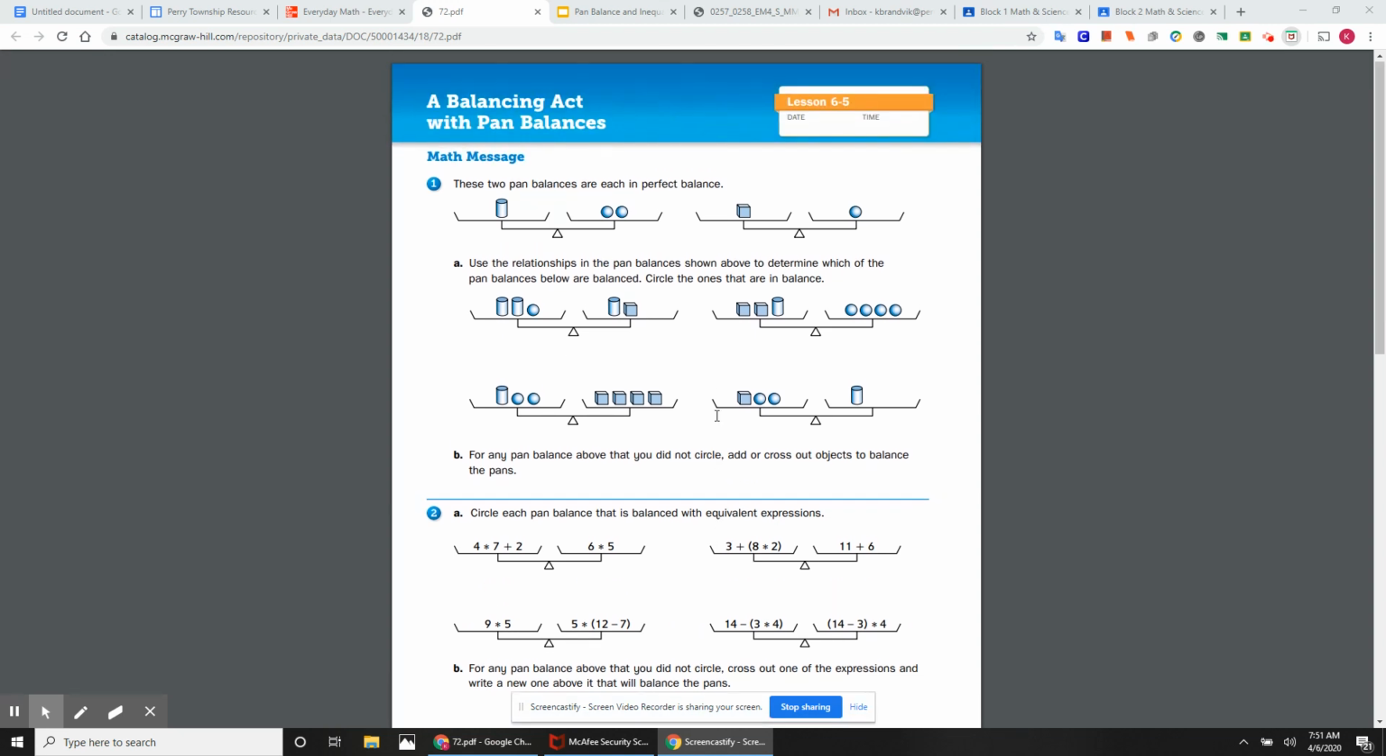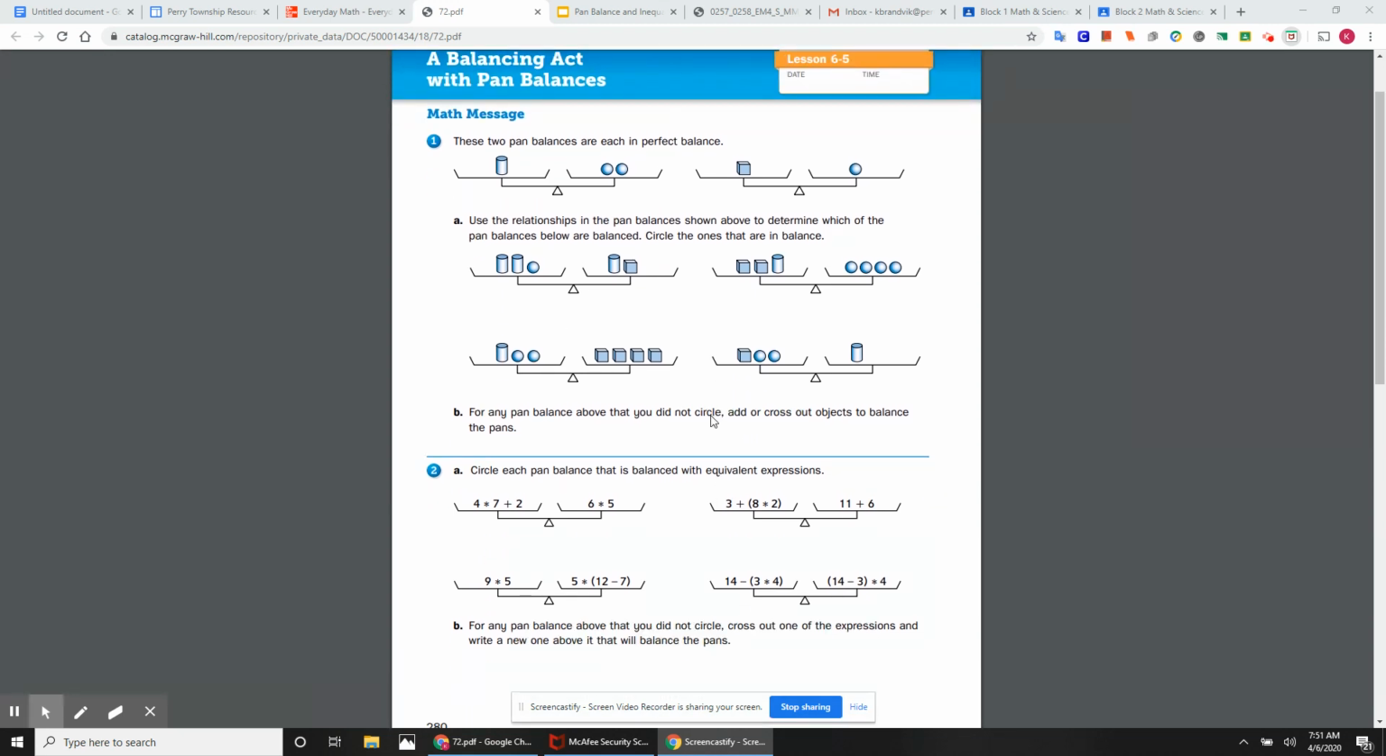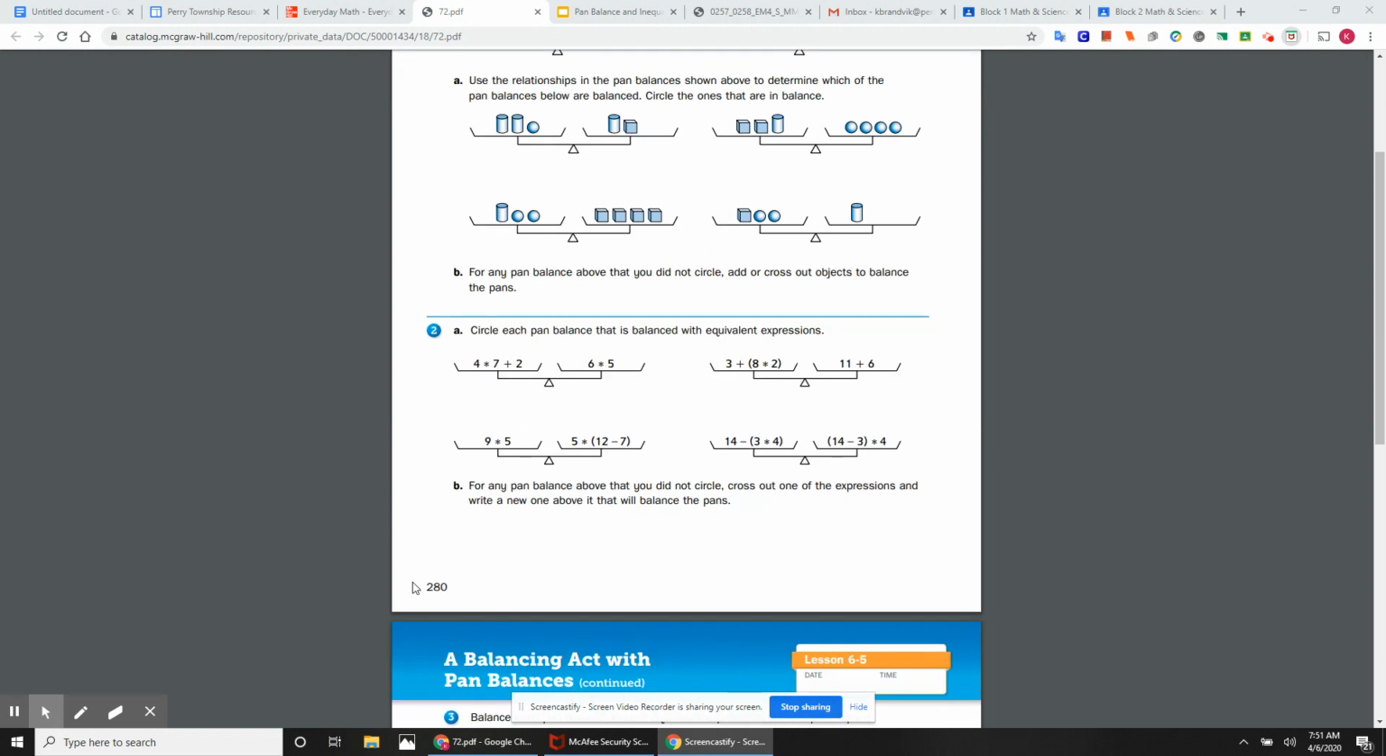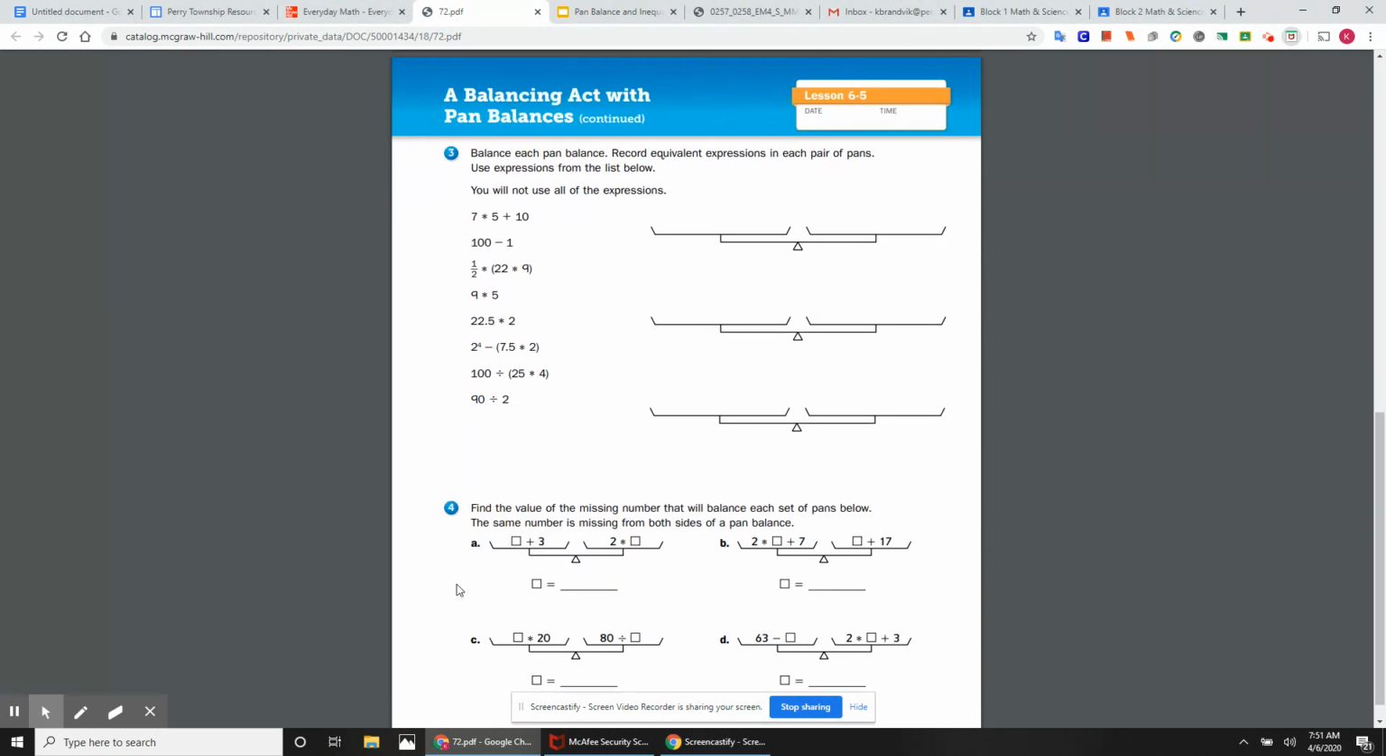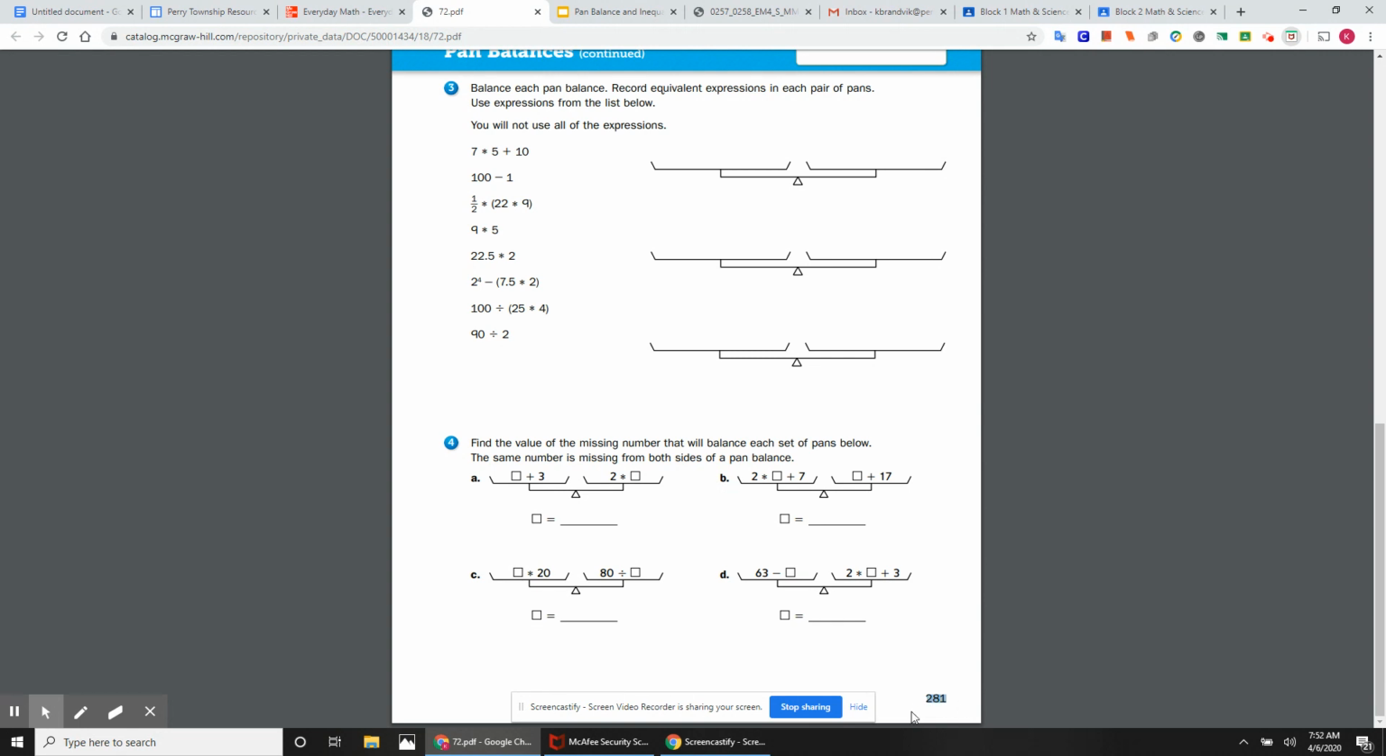Good morning. Today we are doing lesson 6-5. You will need your math book and turn to page 280 and 281.